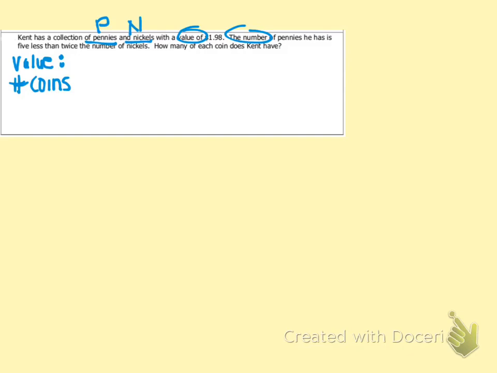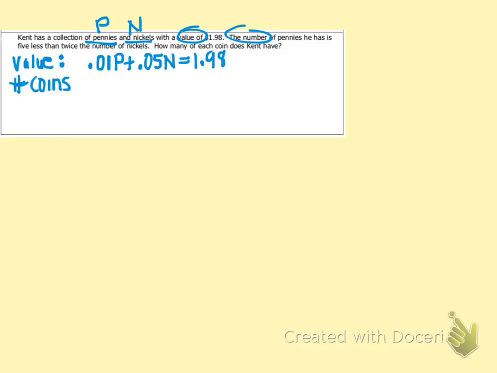So I could write 0.01, that's what a penny is worth, right? Per penny. And then nickels would be worth 5 cents, so it would be 0.05 N, and that's going to equal $1.98.